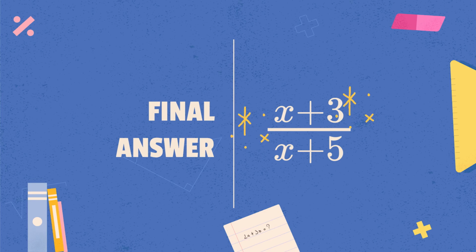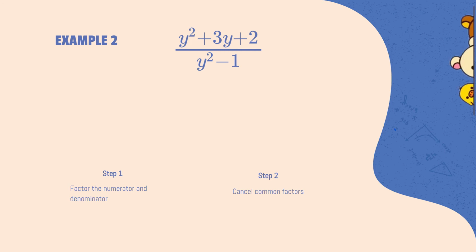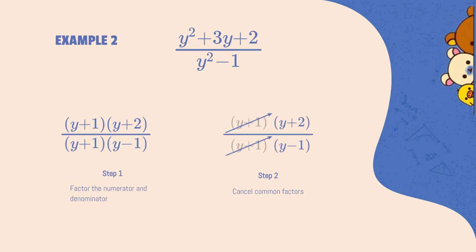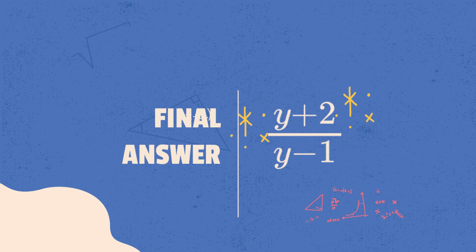Our next example would be y squared plus 3y plus 2 over y squared minus 1. Following step 1 again is to factor the numerator and denominator. Now we have (y plus 1) times (y plus 2) over (y plus 1) times (y minus 1). With this given, our common factor is y plus 1. We'll have to cancel that out to have the final answer, which is y plus 2 over y minus 1.